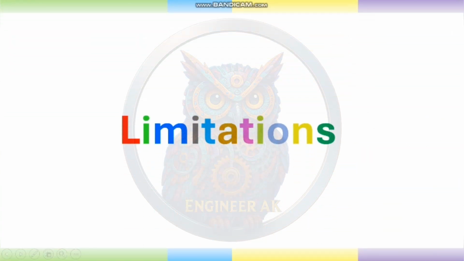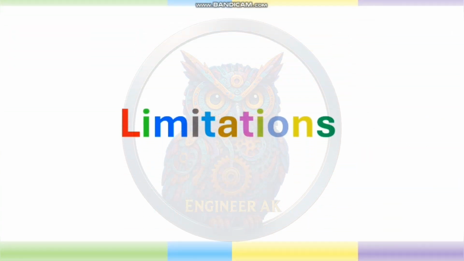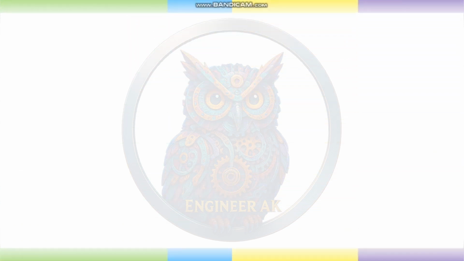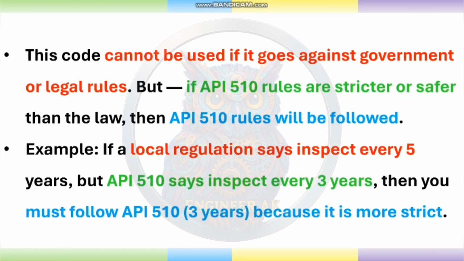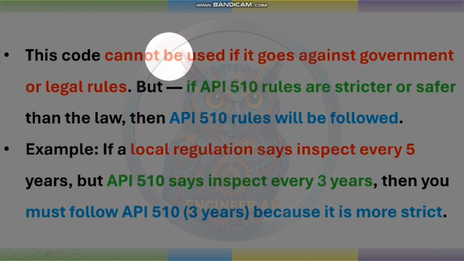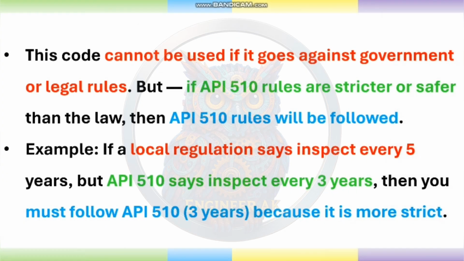Now the last topic of today's lecture is the limitations. So there are some limitations. What are these? Let's discuss. The first one is that this code cannot be used if it goes against government or legal rules, right? If there are some government or country rules, this code will not go against them, right?